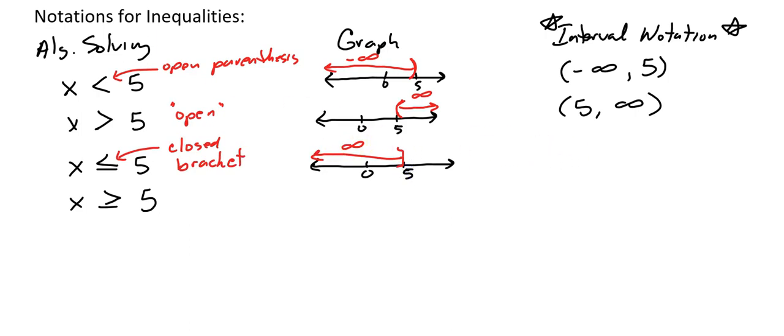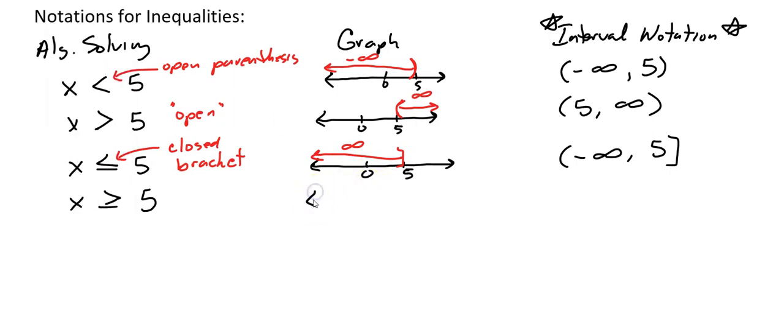So whenever we graph this or put this in interval notation, we still have it going off toward negative infinity, and then we're going to have a 5. But instead of having another little half circle or open parenthesis, we're going to have a bracket that says it includes 5. That means x can be all the numbers from 5 all the way back, including 5.